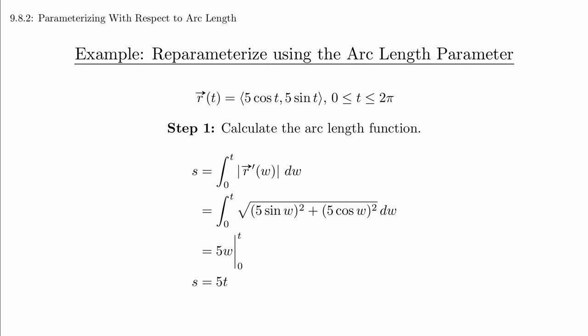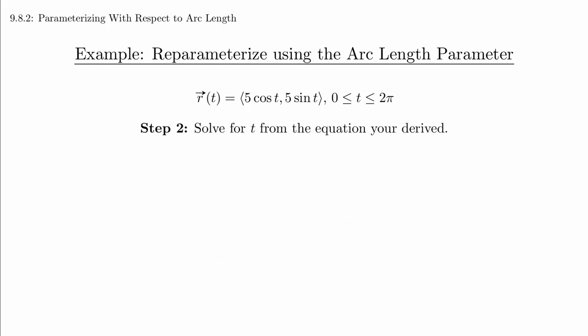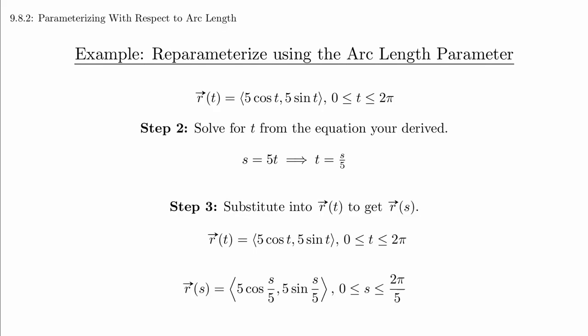We won't talk through the details of this integration because this is an integral that you should have seen many times by now, and you should be able to recognize the trick of using the Pythagorean identity to simplify the radical term. This gives us the equation s equals 5t. The next step is to solve for t. It's easy in this example, but this can often be a very challenging step. And then we substitute this in for the t that's in the original vector equation, making sure that we also adjust the interval. And this gives us the curve parameterized by the arc length parameter.